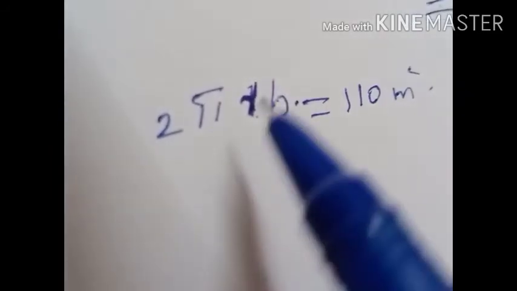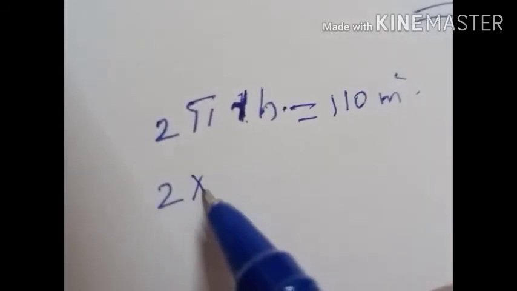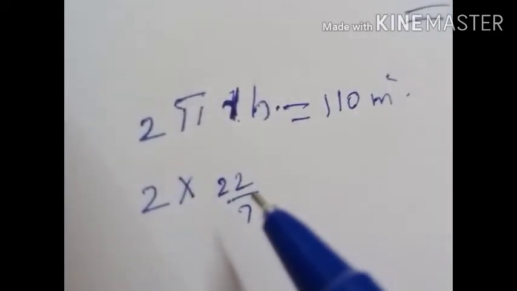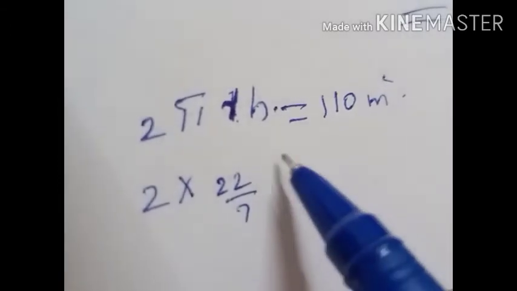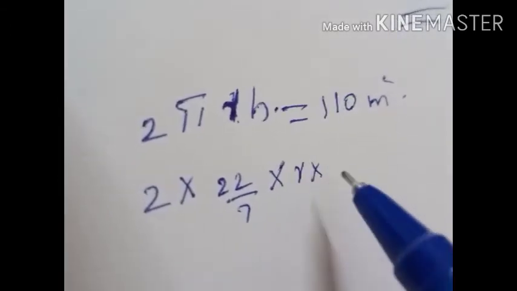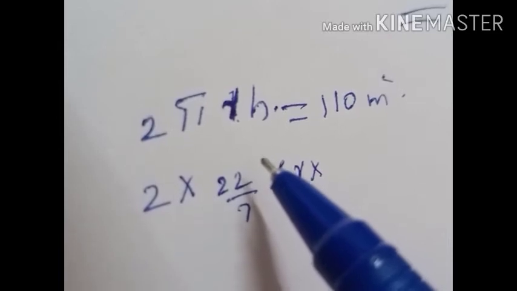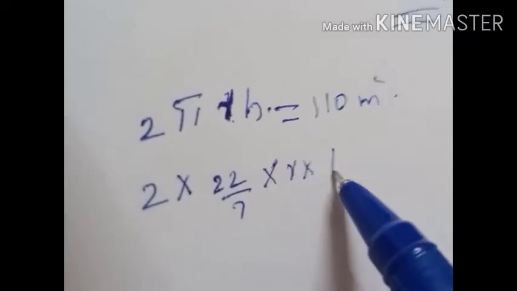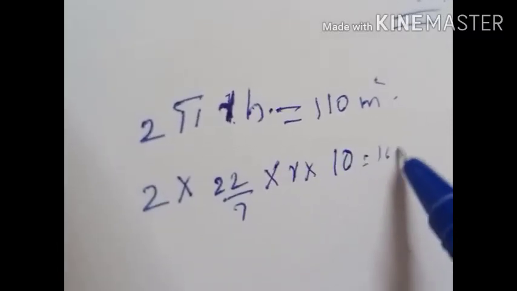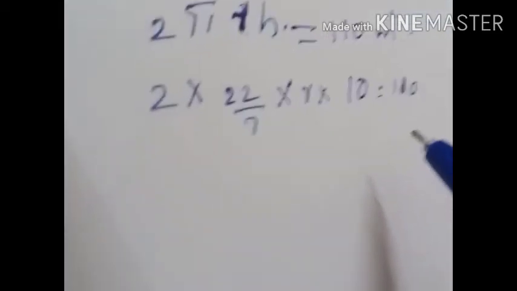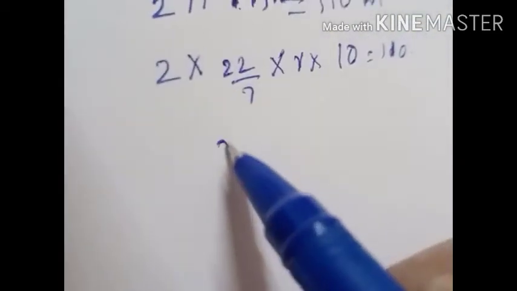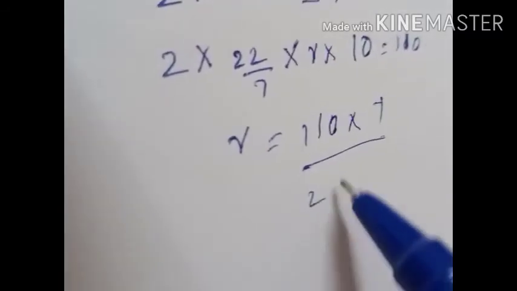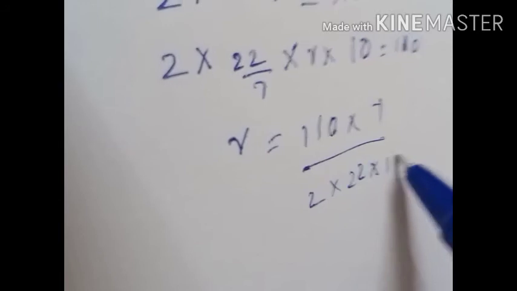Then here we have to substitute the value of pi as 22 by 7 because its value is not given in the question separately. Then R we have to find. H is given as deep, that means the depth of the cylinder is given as 10 meters. So it is equal to 10. That is equal to 110. Now we have to find R. So R is equal to 110 into 7 by 2 into 22 into 10.